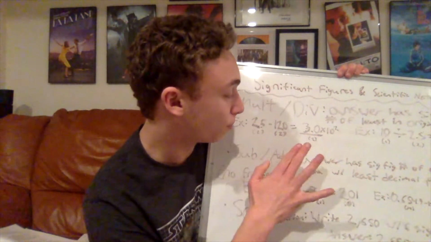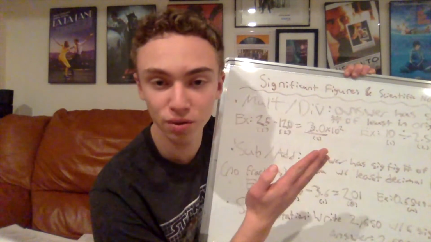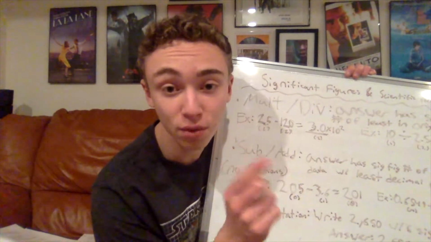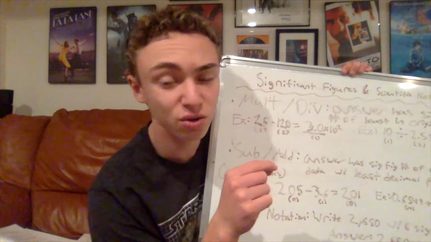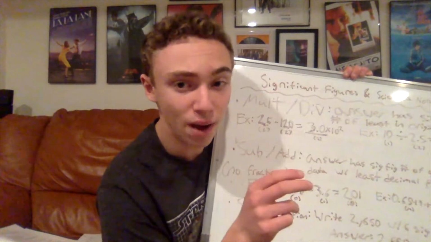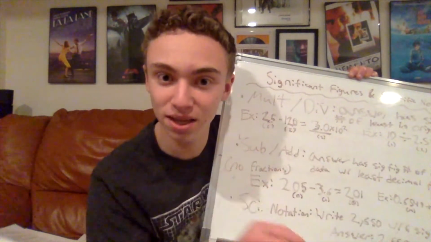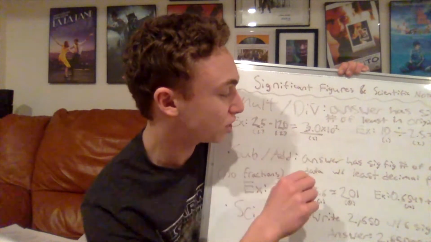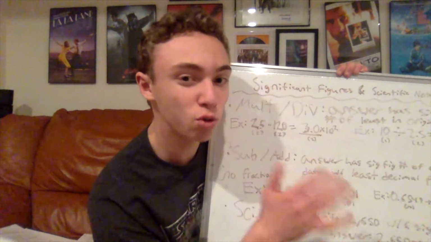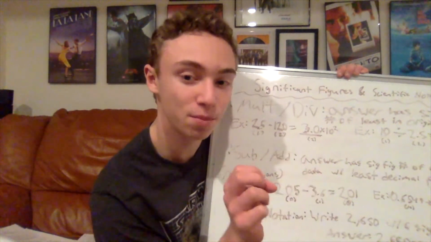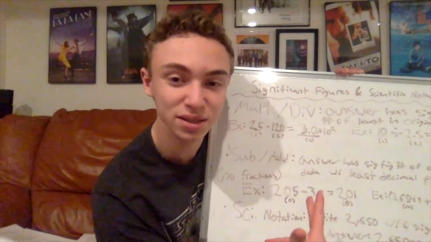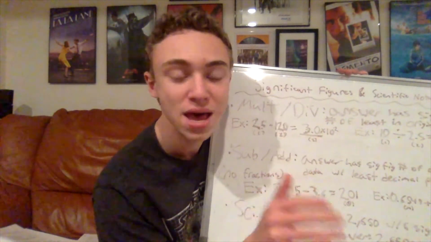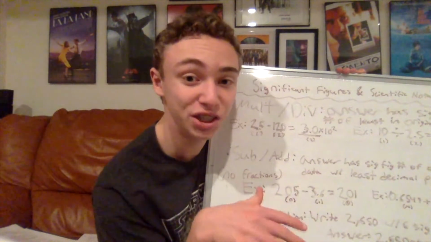What would you know? So the answer is 300, right? But that only has 1, only the 3, because the zeros don't count. So how do you work around that? You use scientific notation. Scientific notation allows you to just multiply something times 10 to the something, and it's used in this aspect to work around significant figures issues.